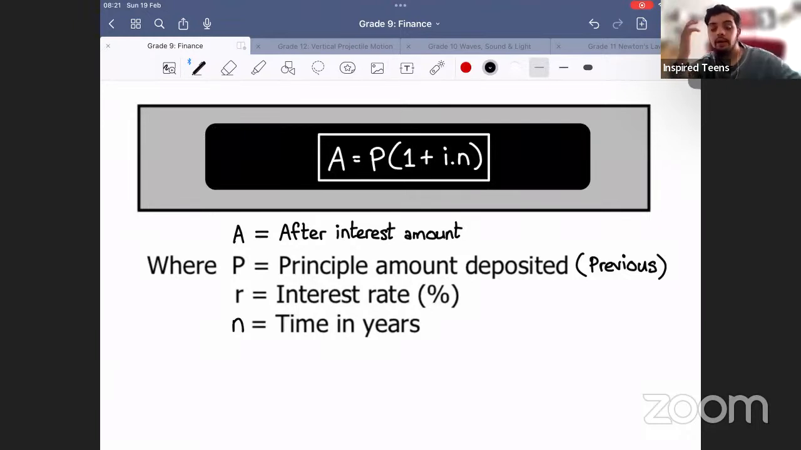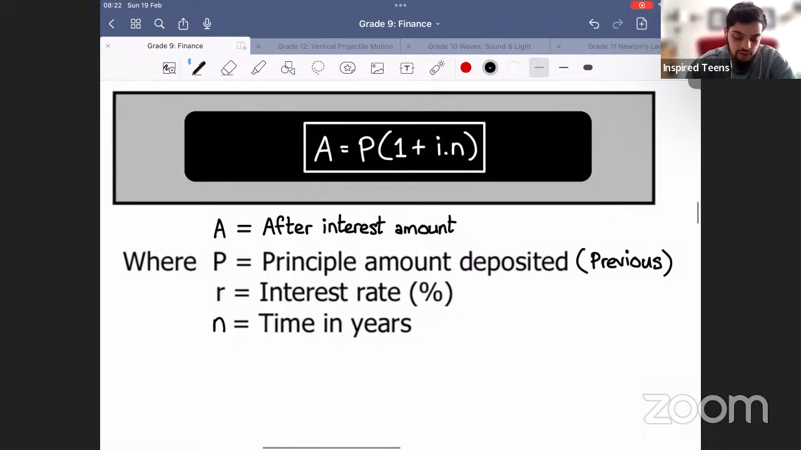You earn interest in different ways, right? If you invest your money, you could earn a certain amount of interest. It's basically money that you earn just for keeping money in a certain bank account, or money that you pay because you borrowed a certain amount of money, right? So let's look at what each variable means.